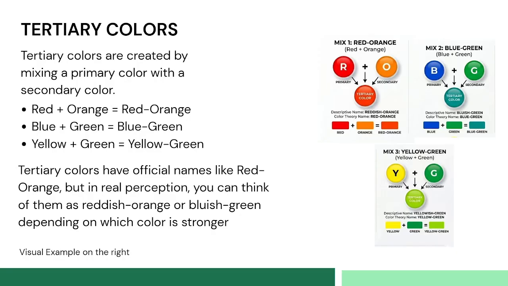And tertiary colors have official names like red orange, but in traditional terms, we can think of red plus orange as reddish orange, or blue and green as bluish green. And this depends on which color is stronger in that mix. So in a case where red and orange is being mixed and red is the dominant, we can say reddish orange. And I also put a visual example here by the right. So to recap, tertiary colors are created when you mix a primary color with a secondary color.